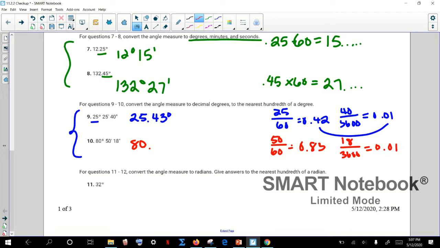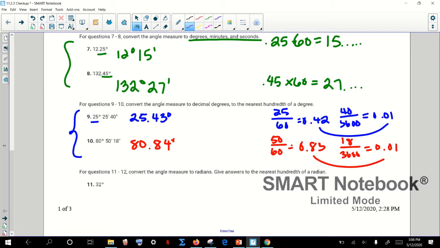So let's round that to 0.1. So if I add these two together, I get 0.84 degrees. All right, so now we're moving back to talking about degrees and radians.